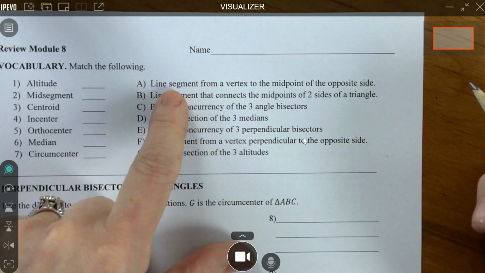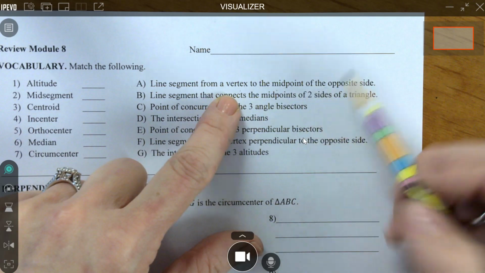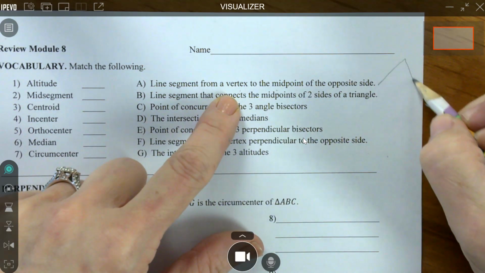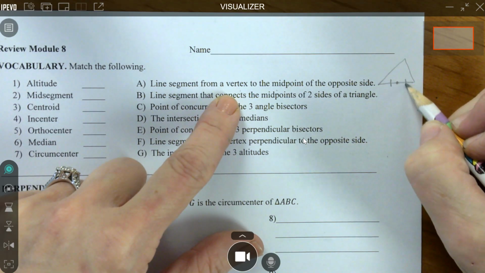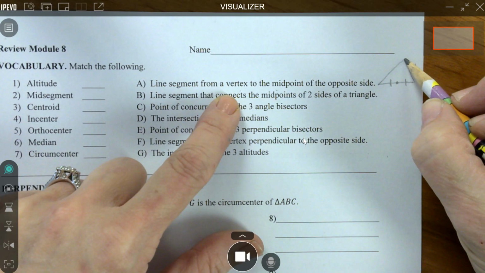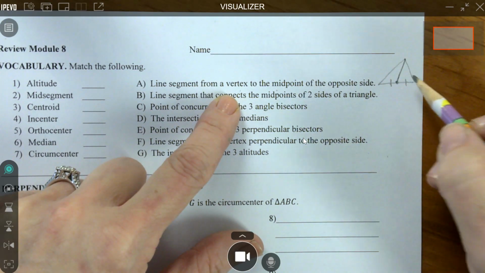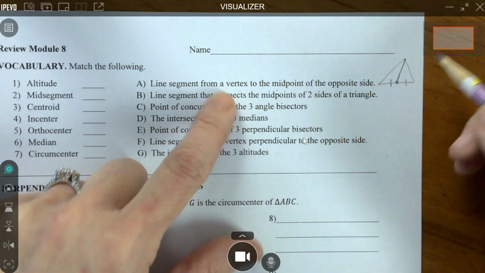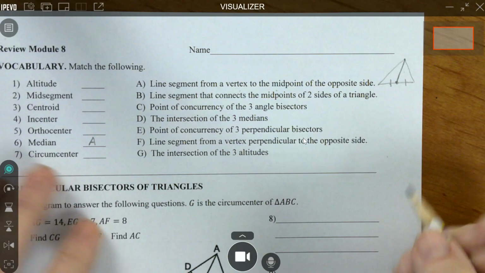So let's talk about A, line segment from a vertex to a midpoint of the opposite side. So if I draw a triangle and I make a midpoint, these two are congruent pieces, and then from the vertex to the midpoint, all right? This is a median, okay? So we have a median.